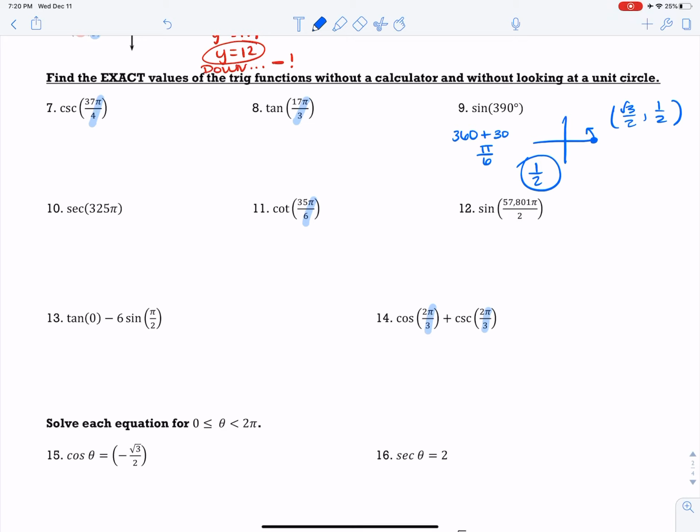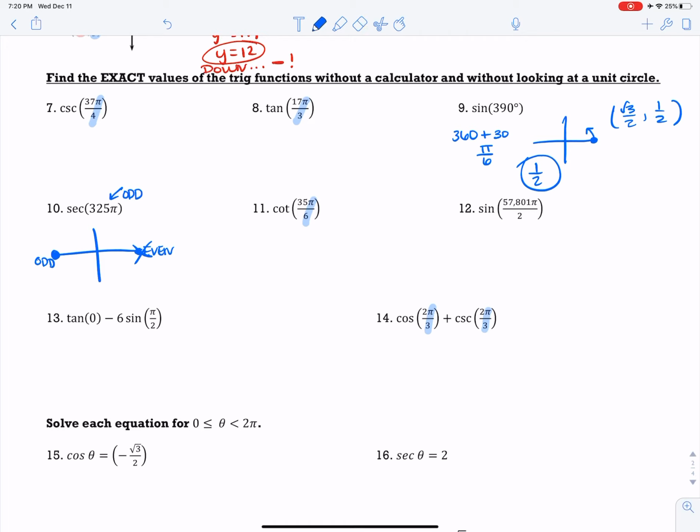Next one, secant of 325 pi. Again, I'm not about to go around this thing 325 times. That is ridiculous. You are either going to end up on the even side or you're going to land on the odd side. And 325 is odd. So we're going to land right here and not over there. And since we land there, there's no additional leftovers like we had for number 9. So this is our spot.